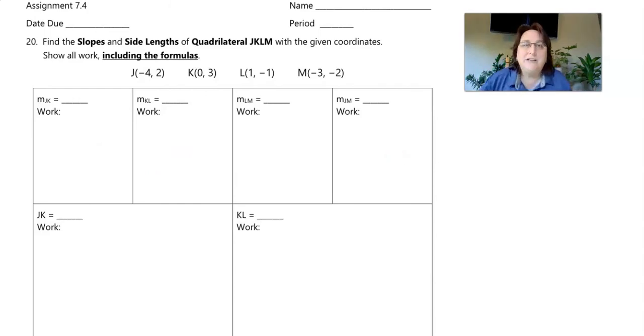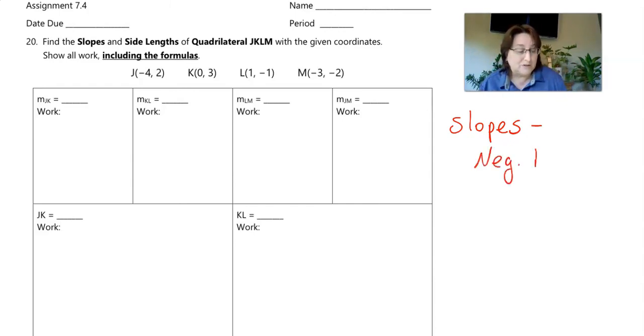Now, why do you need to do this? Well, guys, let me remind you. You can use the slopes of a line to determine whether or not you have perpendicular lines. Remember, rectangles have perpendicular lines. Squares have perpendicular lines. So you need to see, are any of your slopes negative reciprocals? Okay, so that's why you're finding the slopes.